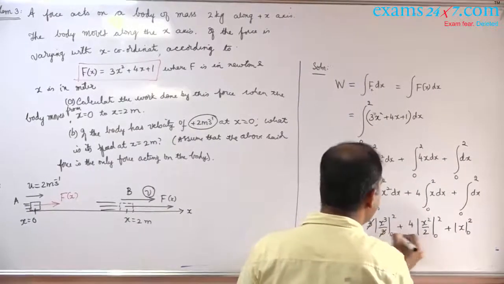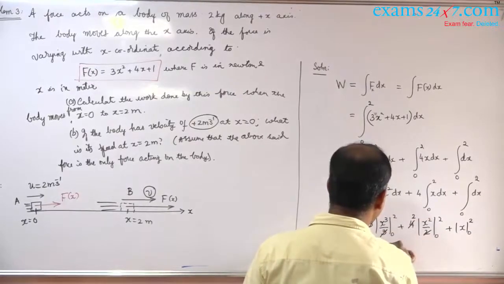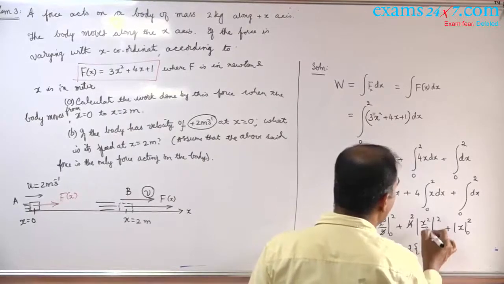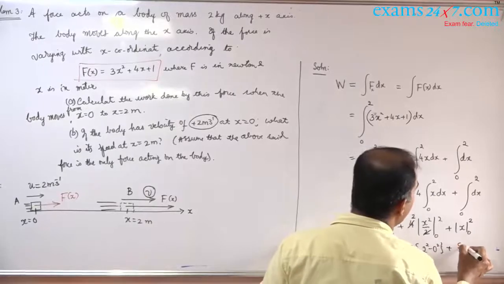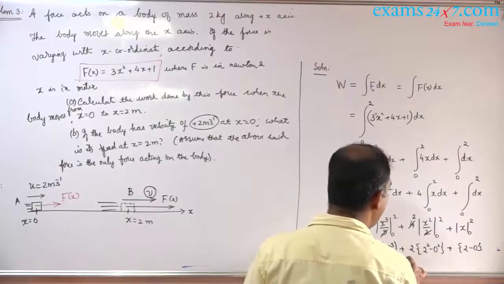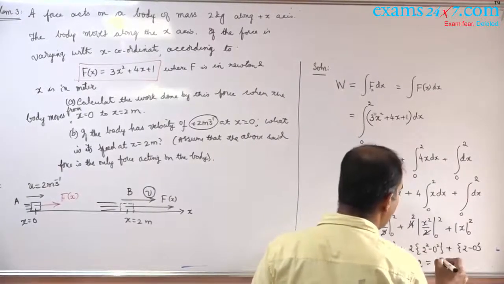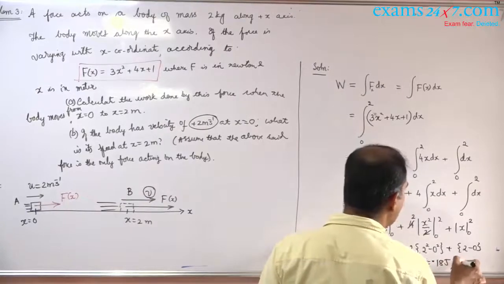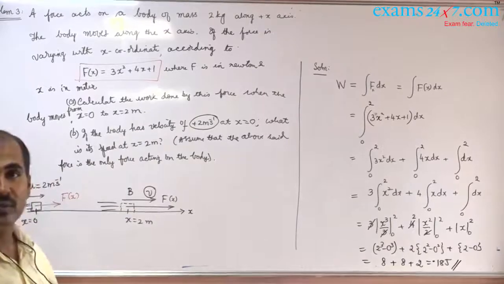So 3 and 3 cancel, 2 and 2 cancel. So upper limit 2 cube minus 0 cube plus 2 times upper limit 2 square minus 0 square plus upper limit 2 minus 0. So very easy. Here you get 8 plus here also you get 8 plus 2 and ultimately you get 18 joules. So 18 joule is the total work done by this force.